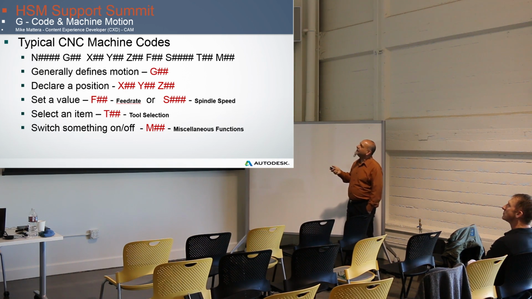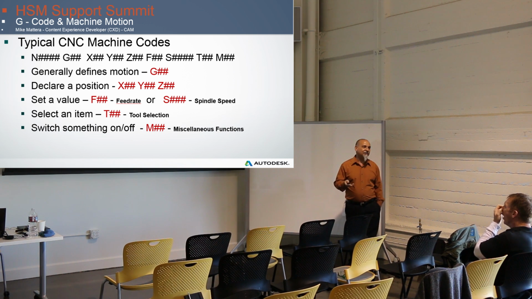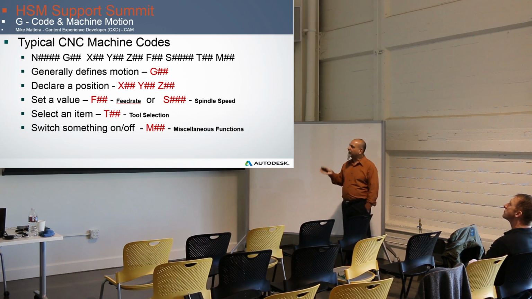So, typical CNC machine codes. This is what you might see for a typical G code line. So G generally defines motion. I mean, it has other functions, but generally you're telling it how you want to get to where it is that you want to go. X, Y, Z, we're using that to declare the actual position that we're going to. And then we're using F to set a value for a feed rate, and S to set a value for a spindle speed.